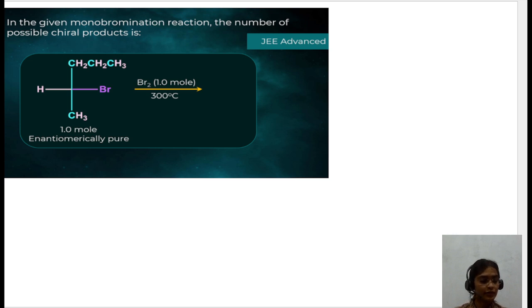It's a very advanced question. The question asks that in this given molecule, if you follow the Br2 addition, it means the bromine is going to add. In the given monobromination reaction, what is the number of possible chiral products? In short, you have to check for that carbon which is connected with four different groups once the bromine is connected here. So if you solve it, please answer the question. Otherwise, I will explain this.